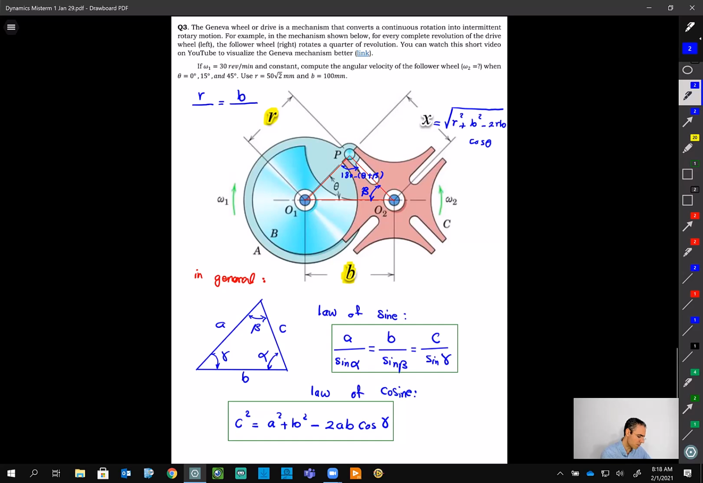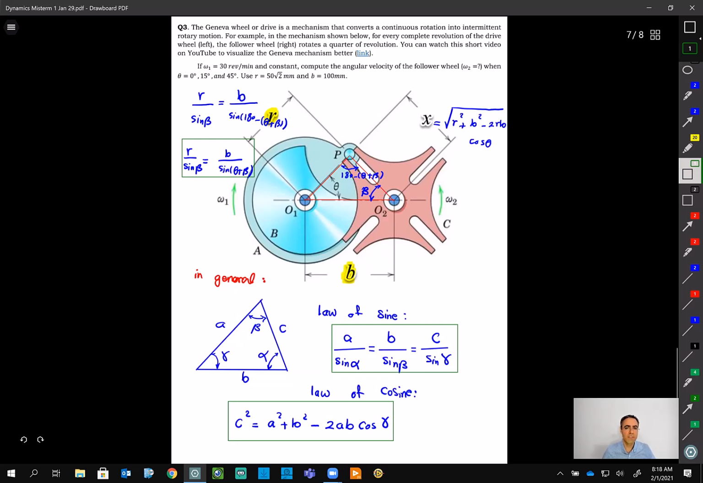So r is going to be sine beta, and b, what is in front of it? It's sine 180 minus theta plus beta, which we can simplify. It is going to be r sine beta is equal to b sine theta plus beta. So the problem is sort of solved, because after this it is just substituting this value for r and b, which makes it super easy.